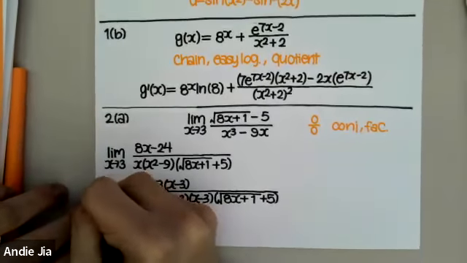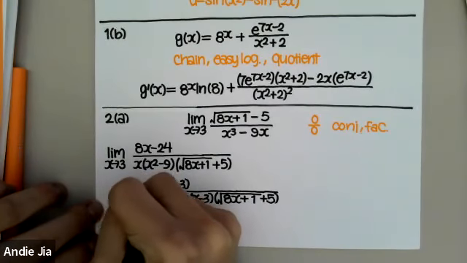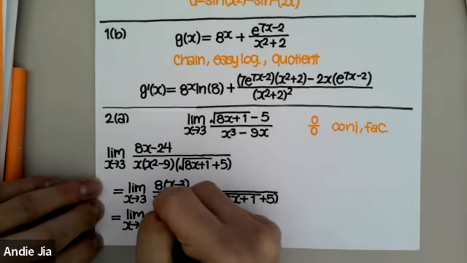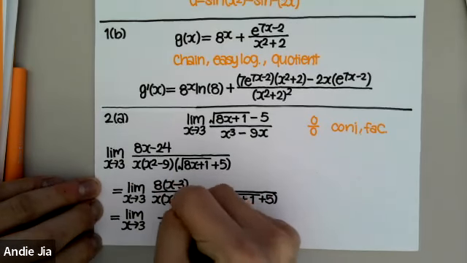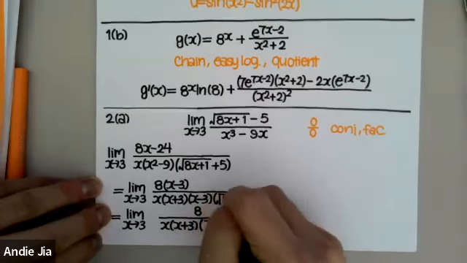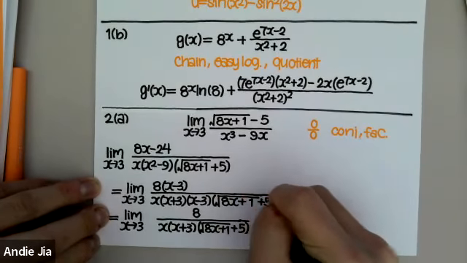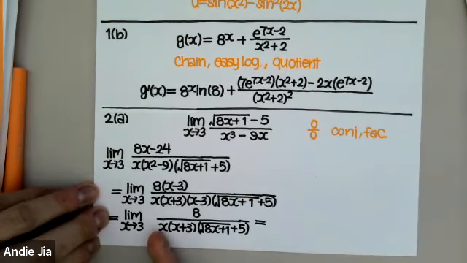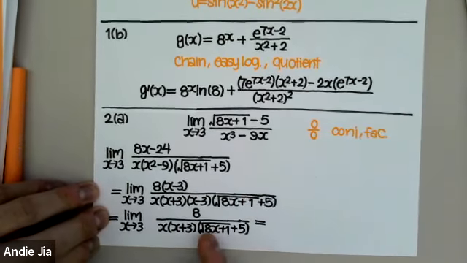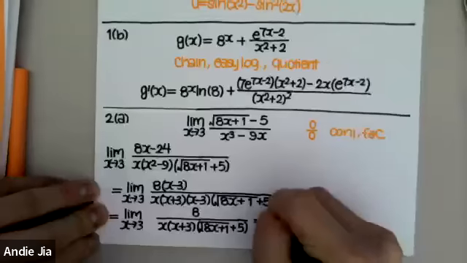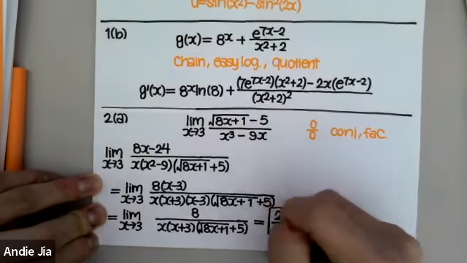You have a limit of 8 over x times x plus 3, and then the square root of 8x plus 1 plus 5. It is gonna be 3 times 6, 18, 180 over... 25 is 5, 10 times 6, 180, divided by 4 could be 2 over 45. That's the final answer.